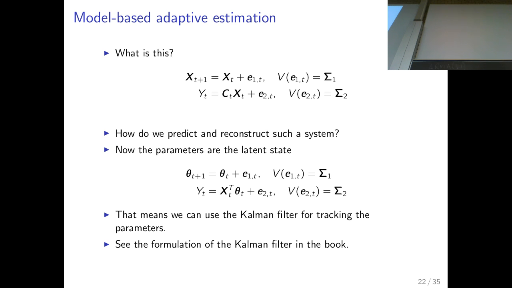What is the implication of this difference? Well, basically, in the recursive method, you do not forget anything. You just update your estimates.